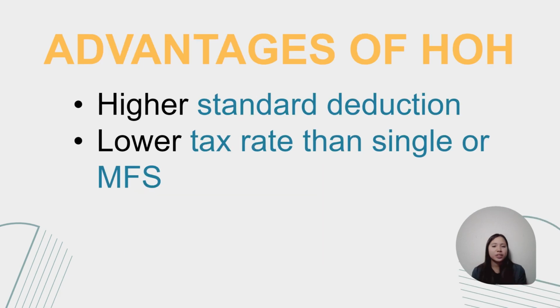Some of the advantages of filing as the head of household status is that you get a higher standard deduction and a lower tax rate than single or married filing separately. And single and married filing separately are our lowest brackets. We talked about single, and right after this, we're going to go into what is married filing separately.